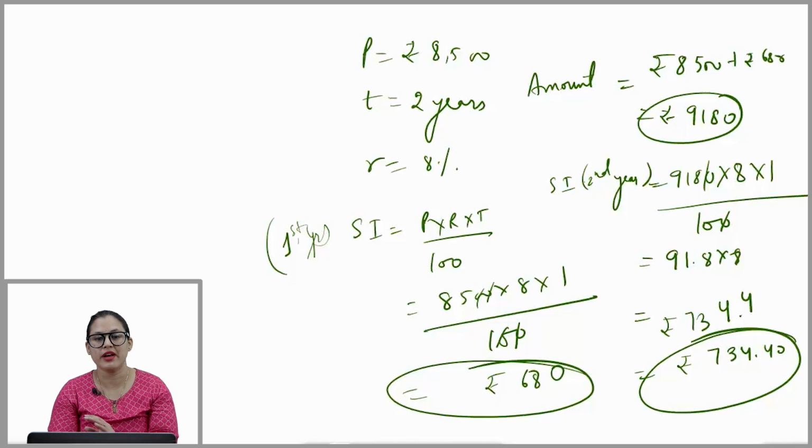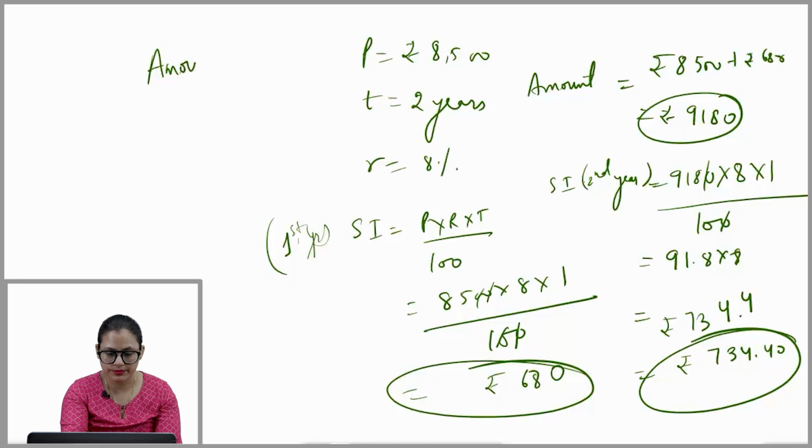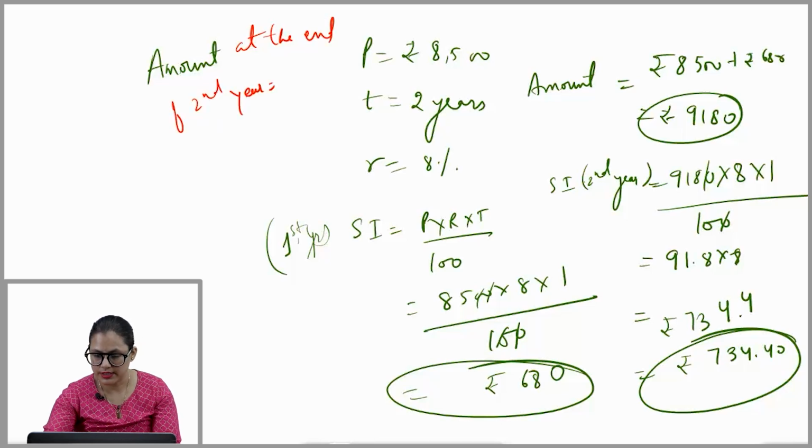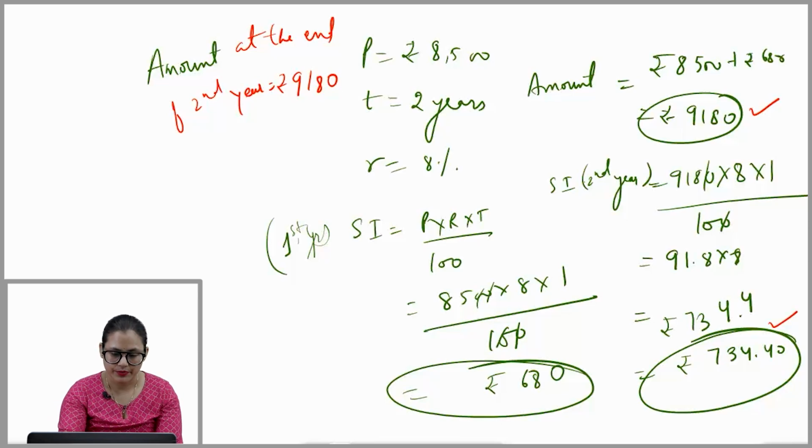Now what will we do? We will find the amount at the end of second year. What will be the amount? Amount at the end of second year. Okay. What is the principal? This is the principal, rupees 9,180. What is the interest? This is the interest. Okay. So we will add plus rupees 734 and 40 paise. So we will get rupees 9,914 and 40 paise. Okay.